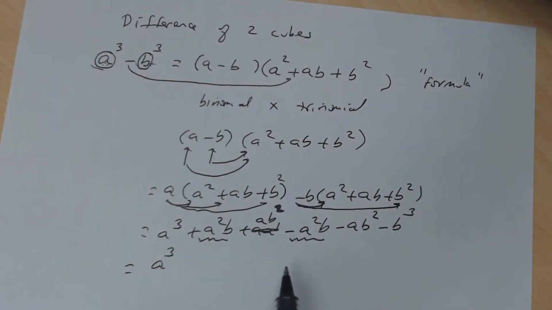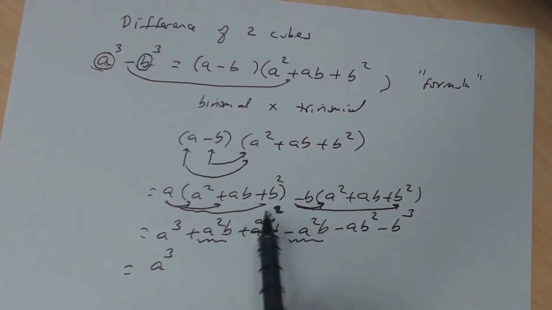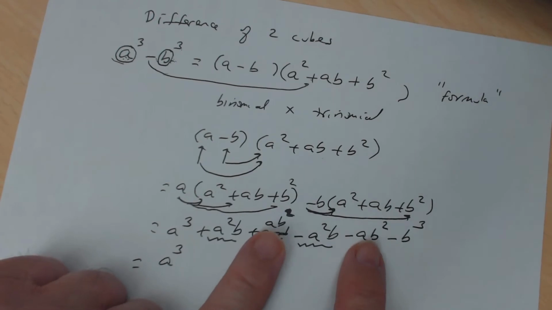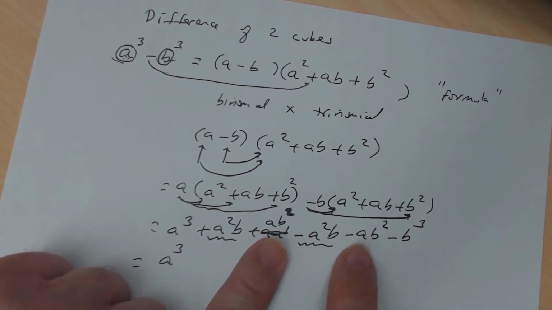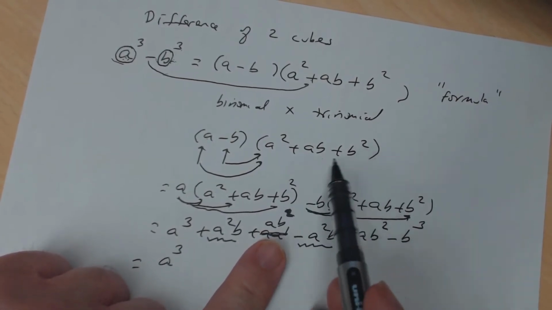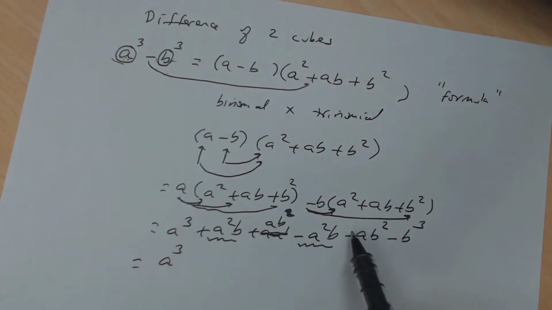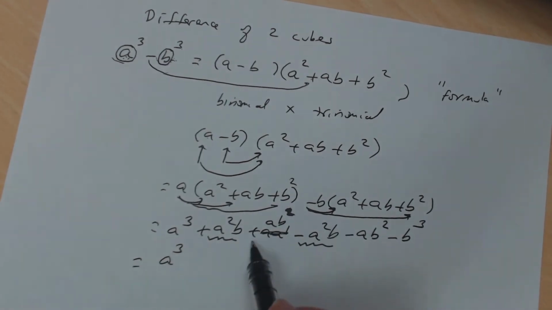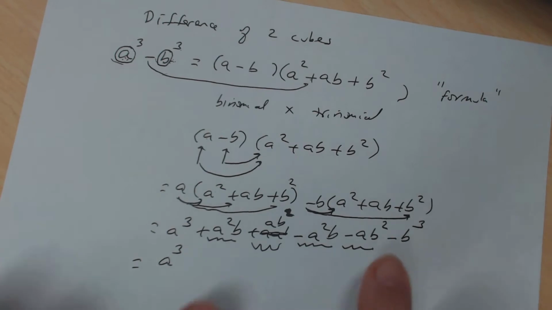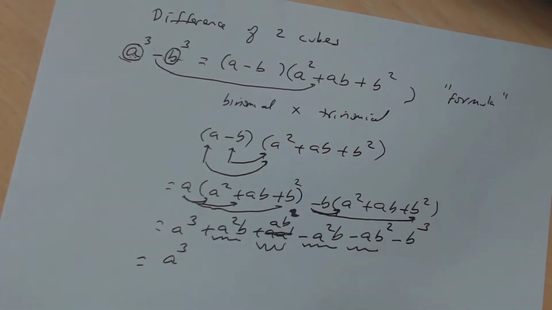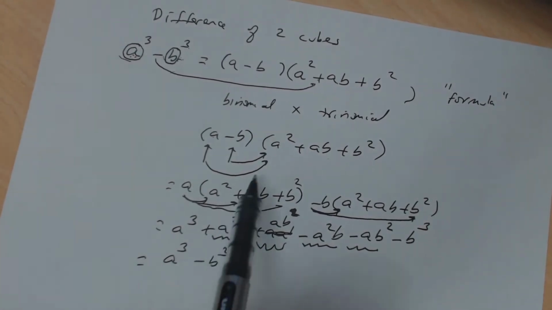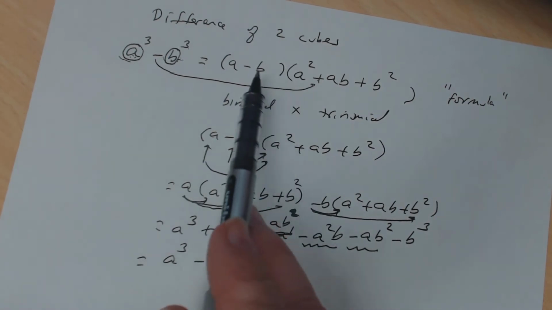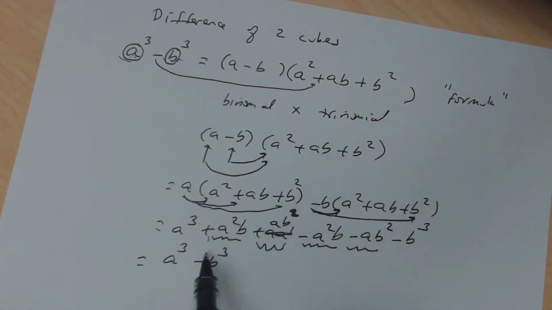The reason I knew that I made a mistake was because I wanted these two things to add up to be 0. So I forgot the squared from here. All right, and then these right here add up to be 0, these two terms, and you're left with minus b cubed. Okay, so when I multiply this out, I do get this.